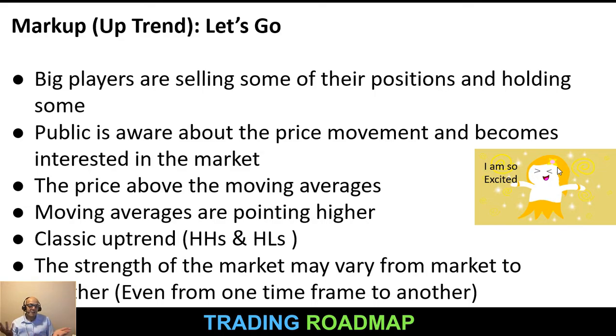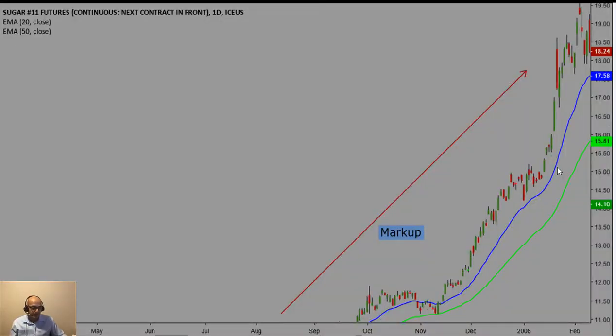The price is going to be above the moving average, and that's not a surprise because the moving average is calculated from the price, and all the moving averages are pointing higher. The classic uptrend: higher highs and higher lows. The strength of the market may vary from one market to another. Even in a bull market, every stock is going to act differently, and sometimes every time frame is going to act differently. I'm going to show you exactly what we mean by this.